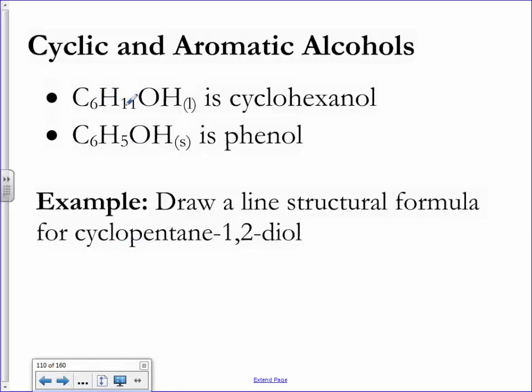So C6H11OH basically means you're going around in a circle and you've ripped off one of your hydrogens, put it on the hydroxide group. Or here's a benzene ring with one of them pulled off. If you have a benzene ring, you know how sometimes benzene is known as a phenyl group? We'll just call it phenol, that's all.